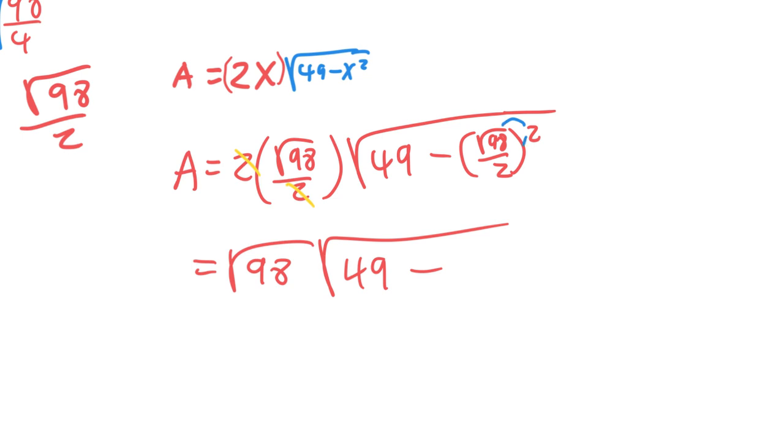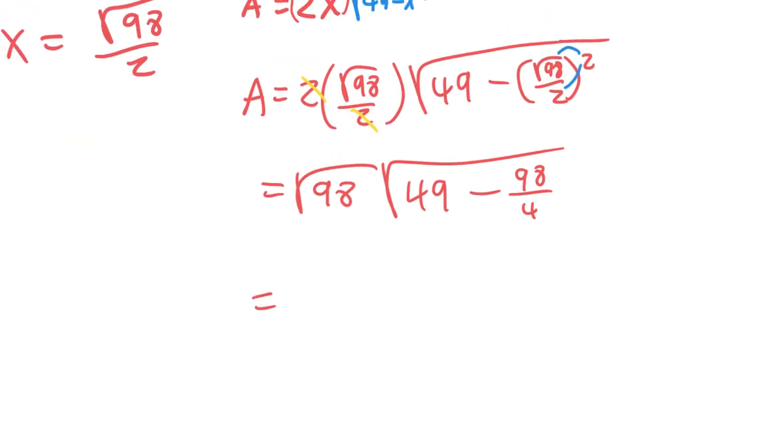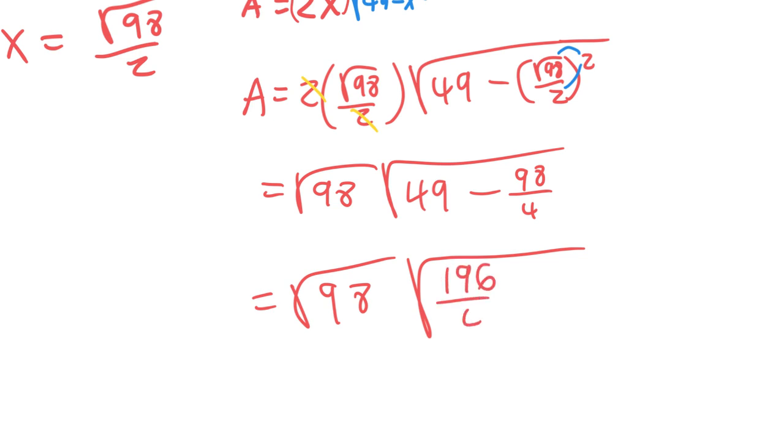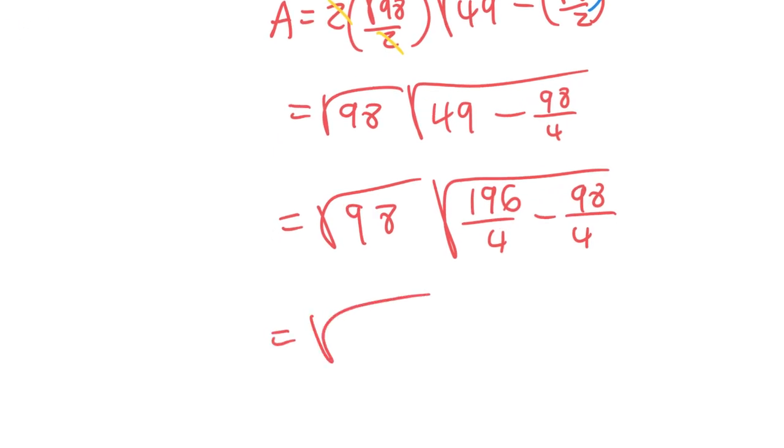This gets applied to the top and the bottom, doesn't it? When it gets applied to the top, it becomes a 98. When it gets applied to the bottom, it becomes a 4. All right, so we have radical 98 times radical. Let's get a common denominator going. 49 times 4 is 196. So we would have 196 over 4 minus 98 over 4. So therefore, we have a radical 98 times something over 4. Well, it would be 196 minus 98, and it turns out that that actually is 98.